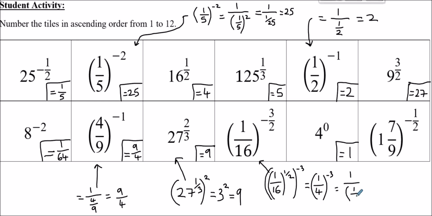There are different ways of doing these. I might actually be going the long way round here, just to show you that it is all consistent. So a quarter cubed, 1 cubed is 1, 4 cubed is 64. So 1 over 1/64 is actually the same as 64 itself. So this one's equal to 64.